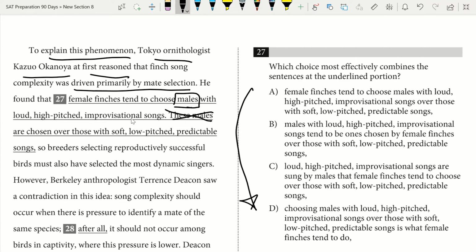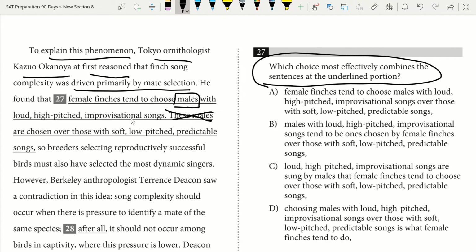Now, another strategy that I would recommend when you're asked to combine the sentences at the underlined portion is... I actually take back what I just said about going down A through D. If you're asked to combine sentences, I would recommend you start with the shortest one. Okay, here's why I recommend that.